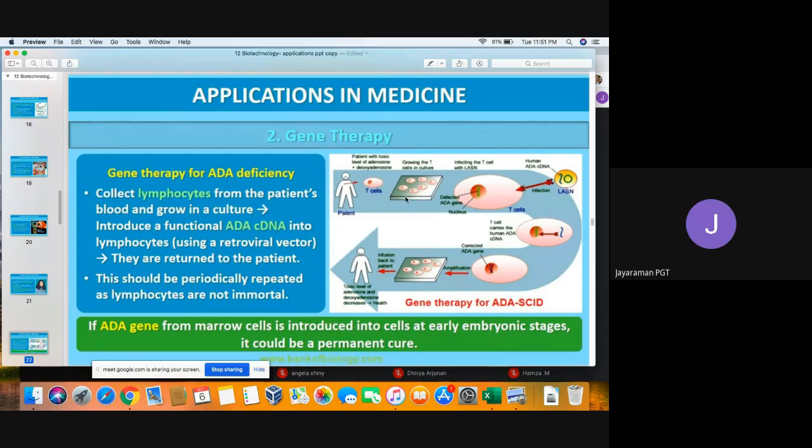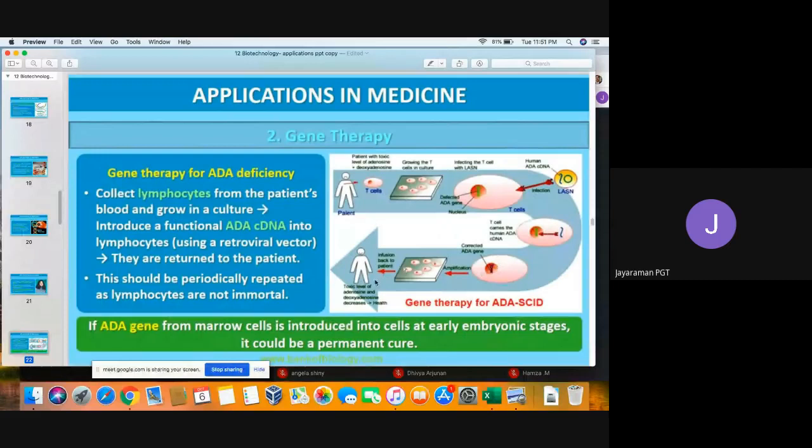So in this picture, what is that? The lymphocytes are taken, and the gene is added to them. The faulty gene is removed, and in its place the normal ADA gene is inserted, using a vector such as a retrovirus; anything can be used for inserting the gene. After inserting, the cell with the functional, normal ADA gene is transferred back. If it is stem cells, it is better.